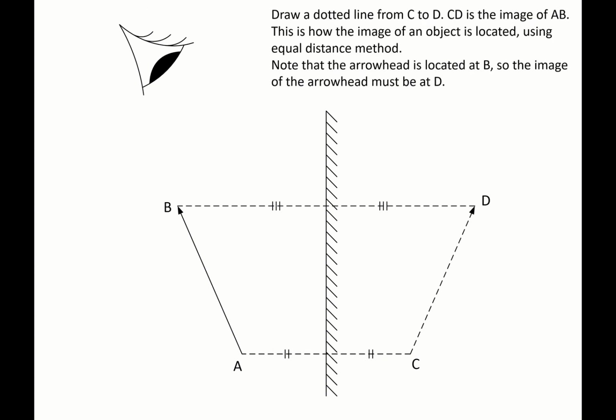And you're going to connect point C to point D with a dotted line. And this dotted line represents the image of AB. So this is how we locate the image of the object by using the equal distance method. Also note that the arrowhead is located at B, so the image of the arrowhead must be at D.